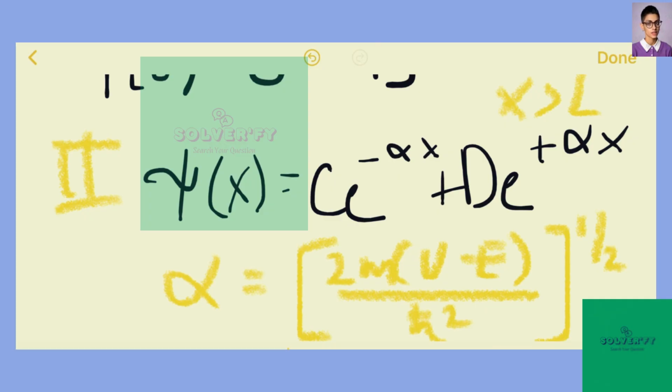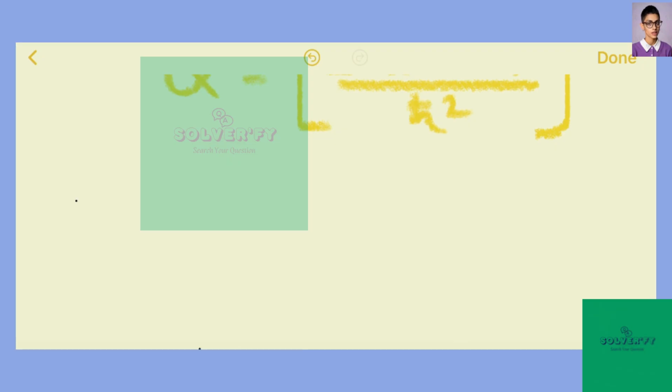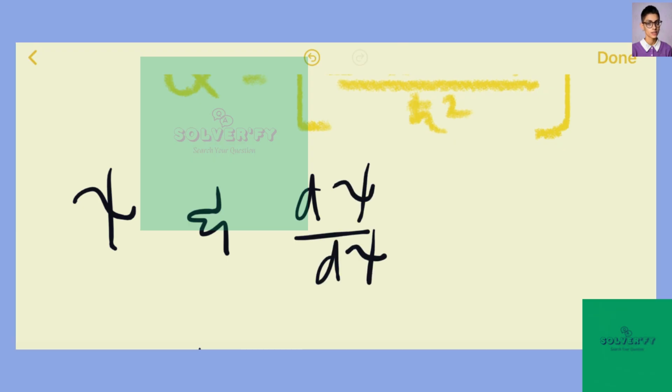Okay, so now we need to bound the wave function at x equals infinity. So to do that, as x goes to infinity, D will go to 0. So D needs to be 0. And at x equals L, you need it to be continuous. So this is where we will start to link the two equations. So we need continuity of psi and d psi dx.